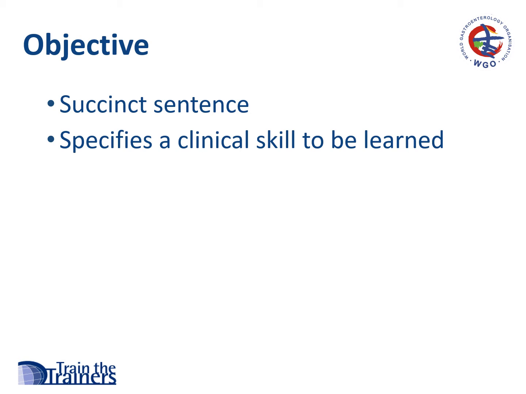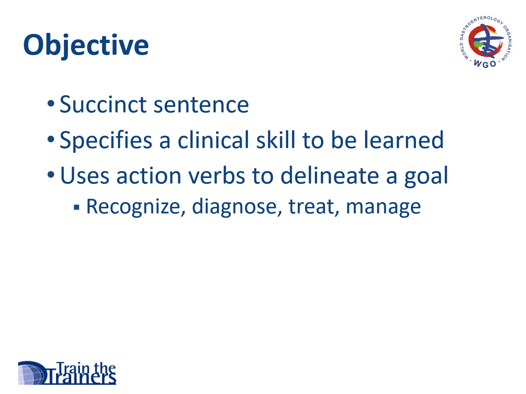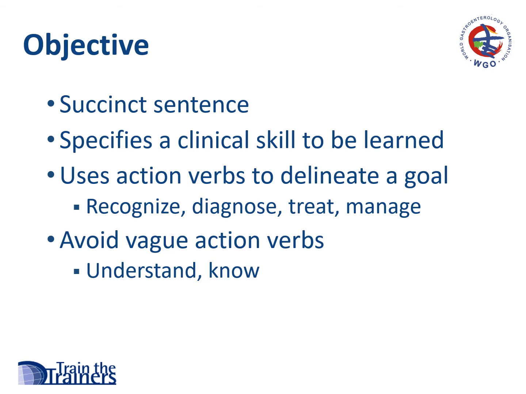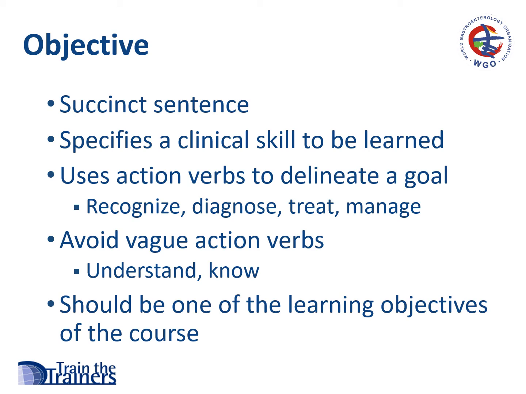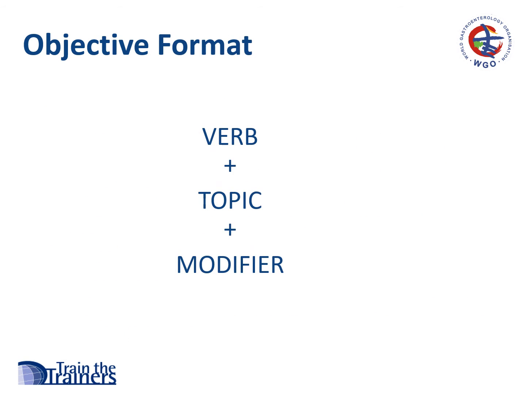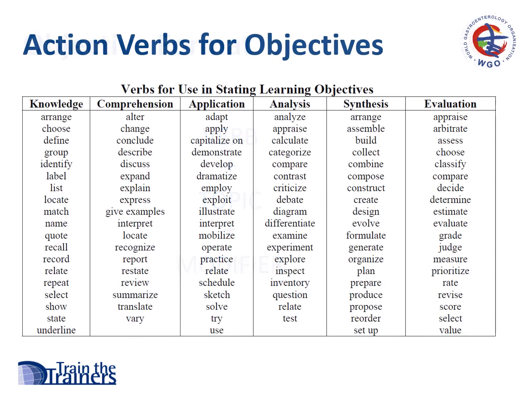The objective should be succinct and specific about what clinical skill is to be tested. It is important to use appropriate action verbs like recognize, diagnose, treat, and manage, and avoid vague verbs such as understand or know. Remember to align with the overall objectives of the course. The objective should include a verb, the topic, and a model. Here's a useful list of action verbs which can be used to test across Bloom's taxonomy from knowledge to evaluation.